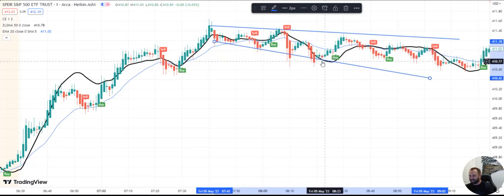Came up, tested the trend line. I mean, look at that, the wick right there on that trend line. And so it started to come up here. I almost took this trade, but I had to start saying to myself, look, we're in a bearish trend. The trend is your friend until it's not, right? So I didn't take any of these trades.